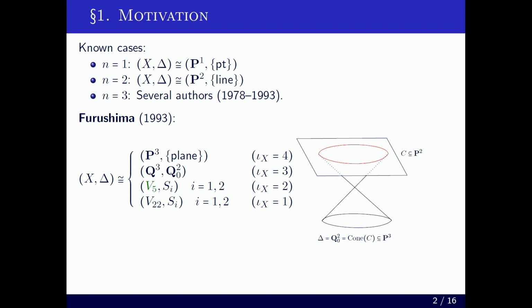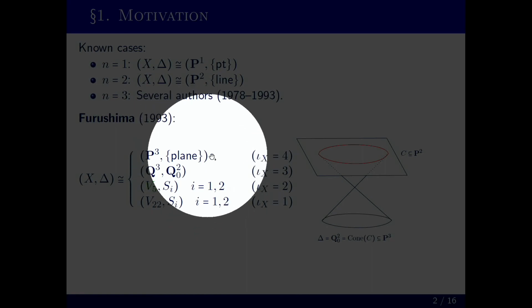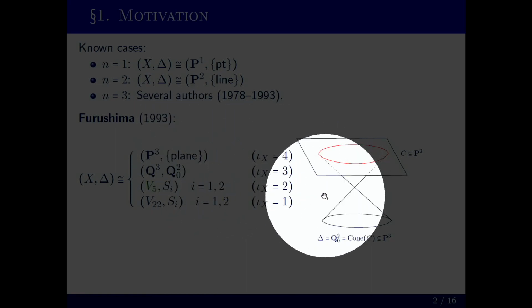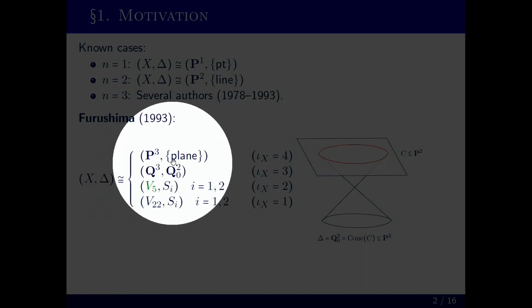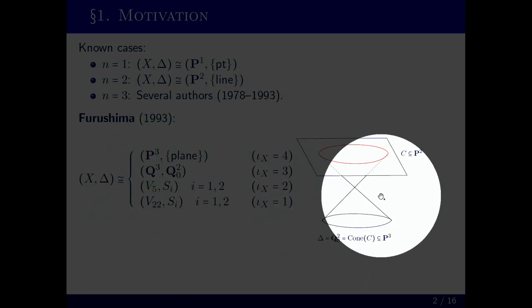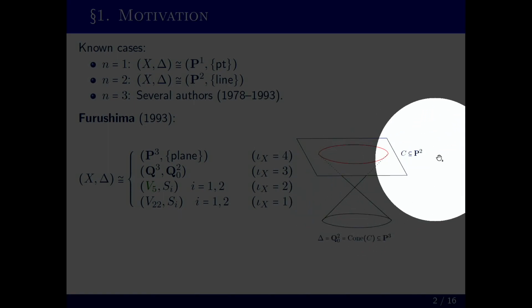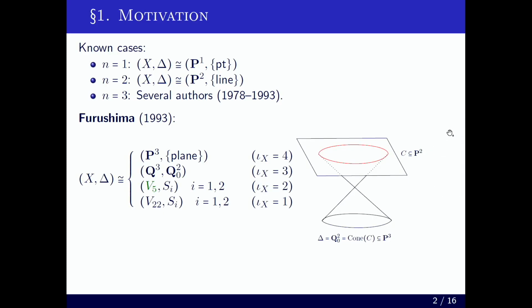This was done by many authors, but it was finished by Furushima. And so we have 4 varieties. Here you have, of course, the projective space, and you remove a plane this time. You get the affine space. You can also pick a smooth quadric and consider this cone, a cone over a conic in P^2. This is a divisor. You remove it, and then you get the affine space.